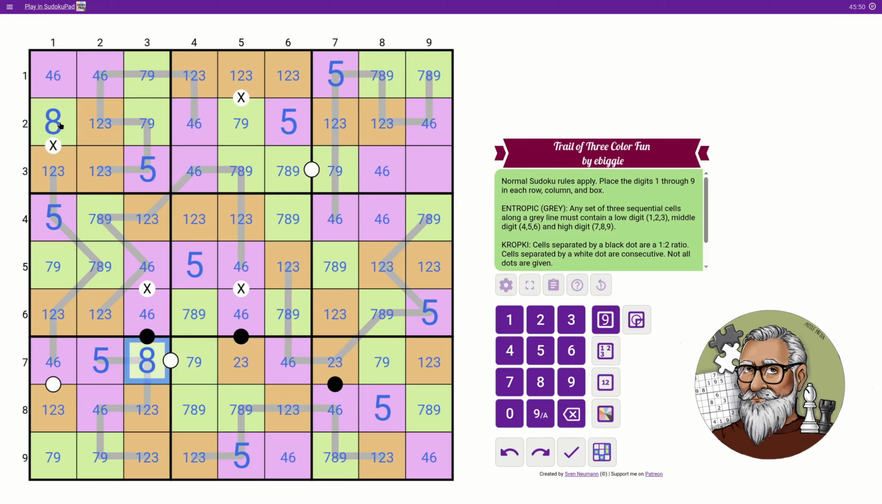So if that's an 8, then that's a 4. This becomes a 6, 4, 6, 3, 2, 4, 6, 4, 6, 4, 6. I forgot how I continued.